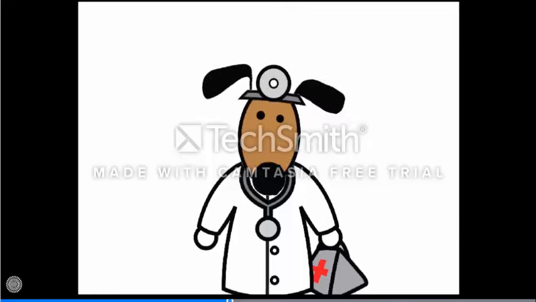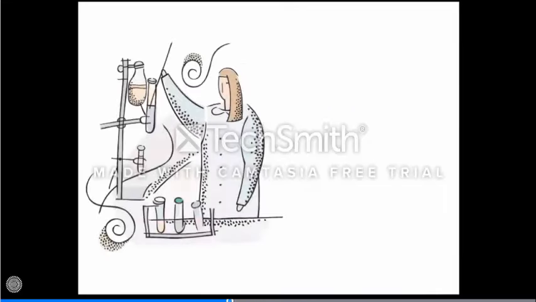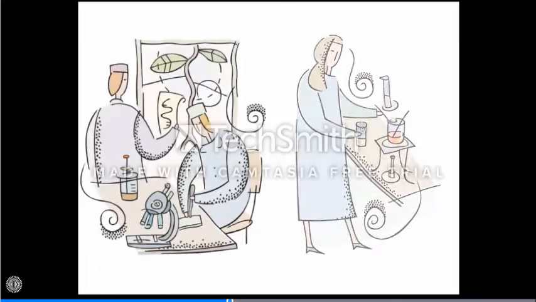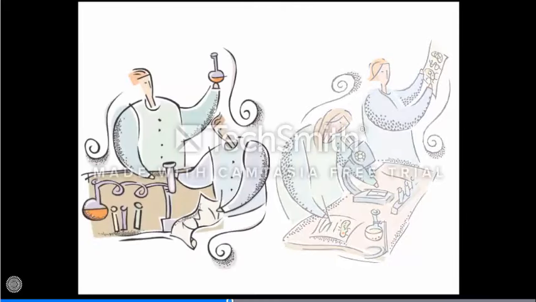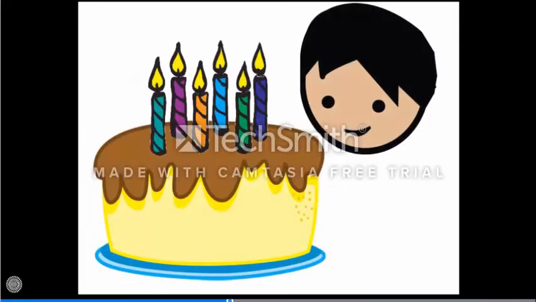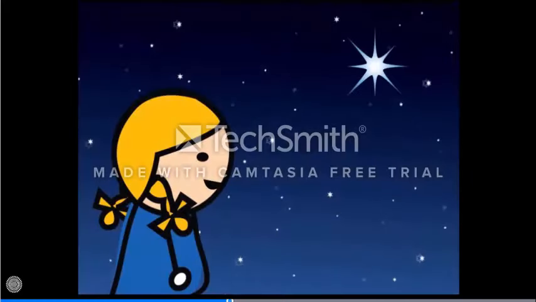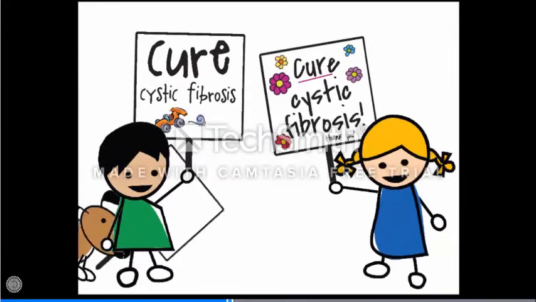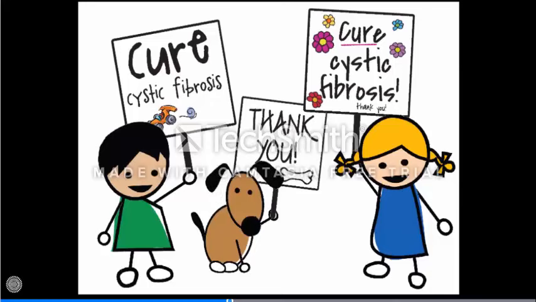How can we cure cystic fibrosis? Right now, there is no cure, but scientists are working hard every day to find one. And there are lots of people who are helping by donating money so the scientists can keep looking for the cure. But for now, every time we blow out a candle or wish upon a star, it's for one thing. A cure for cystic fibrosis.